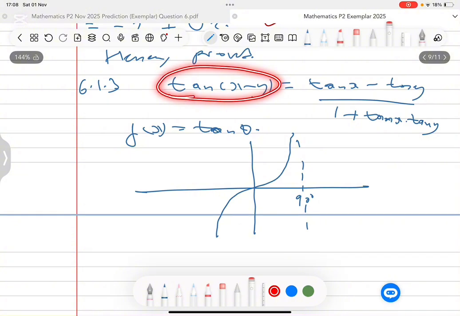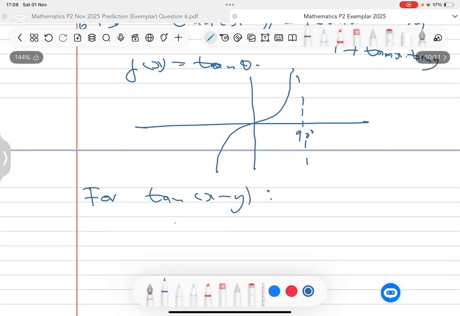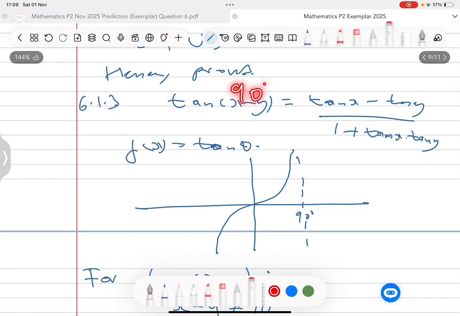If we consider tan(x − y), we will say here that x − y should never be equal to 90 degrees. I'm saying that the compound angles, when we combine them, should never give us 90. They can give any number other than 90, because if they give us 90, this whole thing will be undefined. It's why we have the asymptote. The function is not defined at that point.